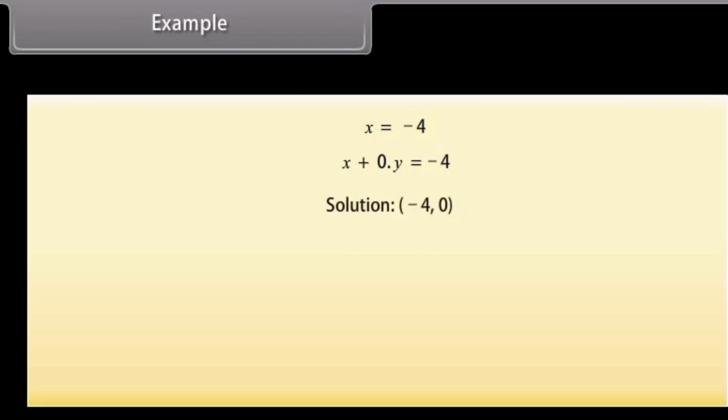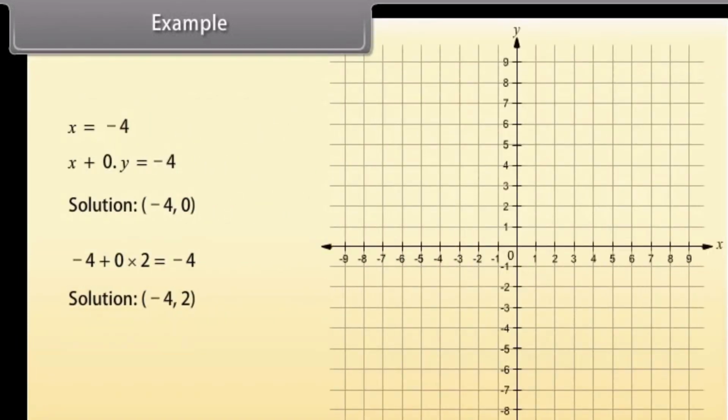So we get the first solution of the equation, that is (minus 4, 0). Since the value of y can be anything, another solution of the equation is (minus 4, 2). Now mark these points on the graph. This is (minus 4, 0) and this is (minus 4, 2). Join these points. We can see that the graph AB is a line parallel to the y-axis and at a distance of 4 units to the left of it.